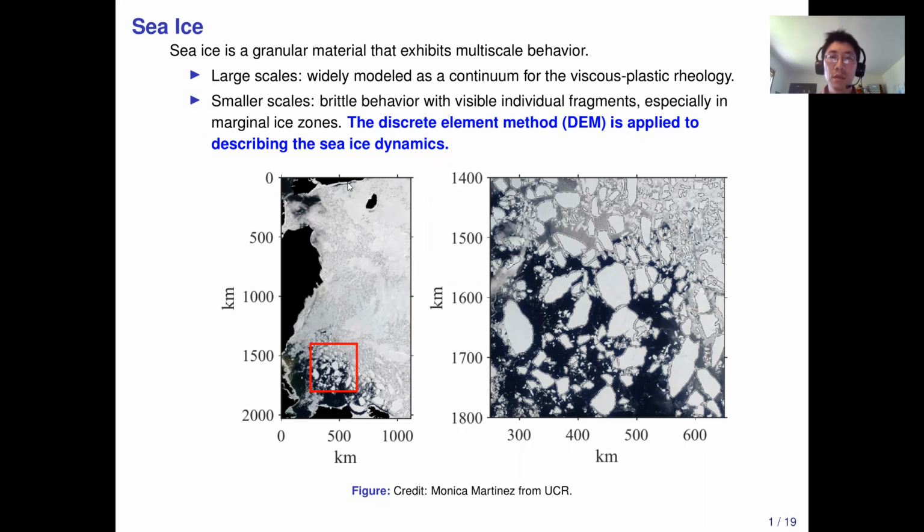That's why the discrete element method, or the DEM, is widely applied to describe the CI dynamics. Here, I show a very simple figure. In the left panel, you can see the Arctic sea ice region. And here you see this red box, which is about 400 kilometers times 300 kilometers. When we zoom in, we see a lot of these fragments, and we call these sea ice floes, FLOES. And these floes can be modeled by the DEM method. This will be the focus of our talk.